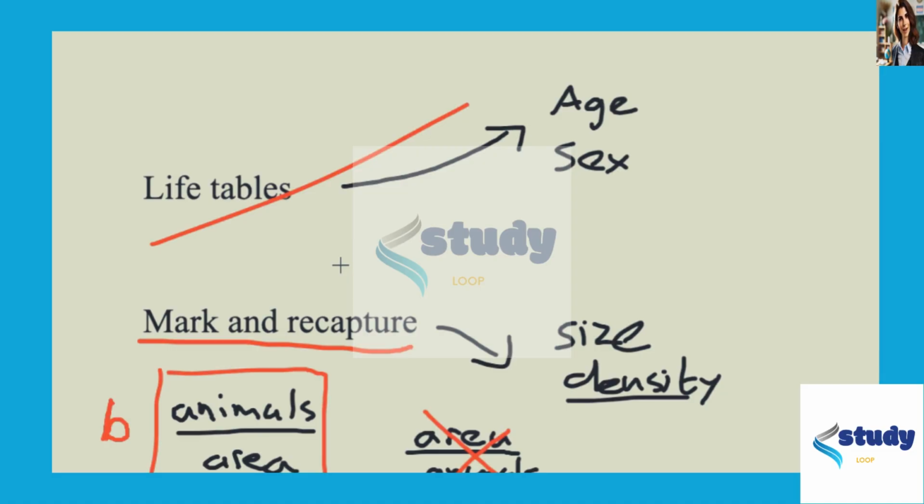But if you say capture 100 more birds and 50 of them are marked and 50 of them are unmarked, that means that in your initial study you probably only caught half of the birds. So you can estimate that maybe there's about 200 birds on this island.